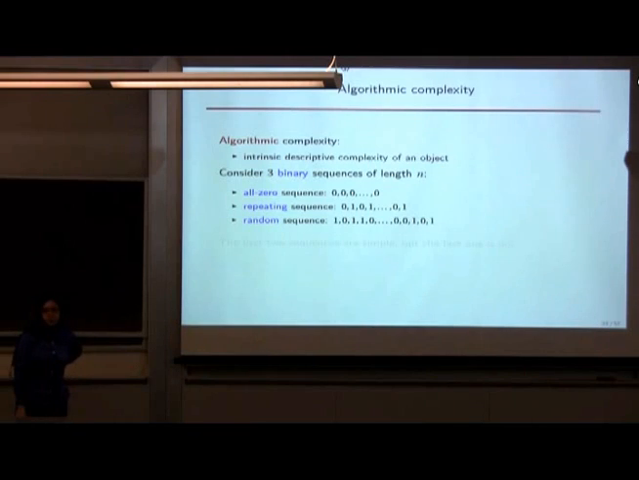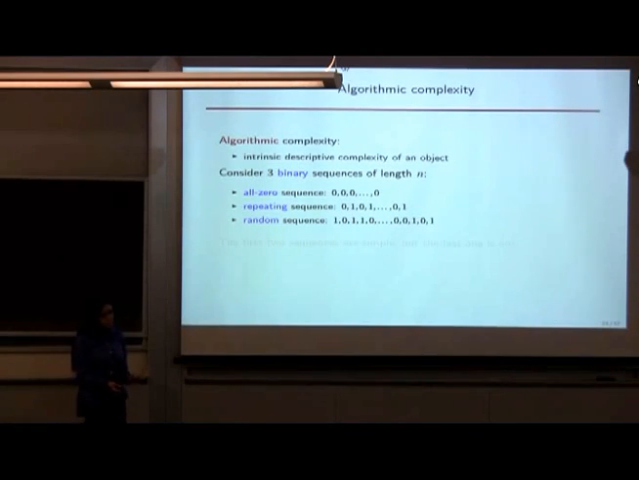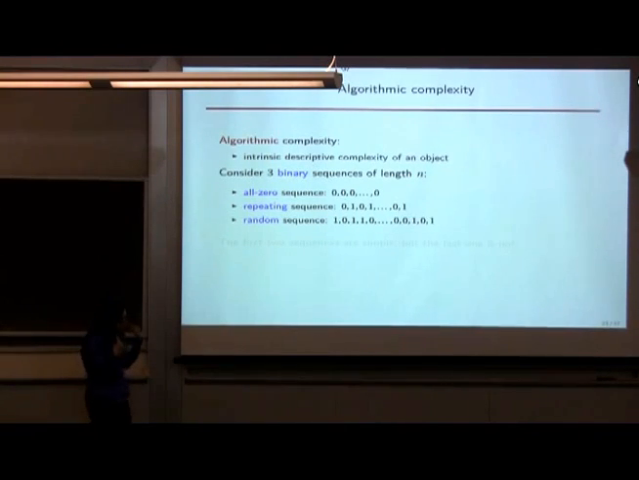Assume that I have three binary sequences. One of them is all zeros. The other one is 0, 1, 0, 1, 0, 1. And I have a random sequence, generated by a Bernoulli half process, so it doesn't have any structure. Now if I ask which of these sequences are simple and which are complicated, I think all of us agree that the first two sequences are simple and the last one is a complex sequence.